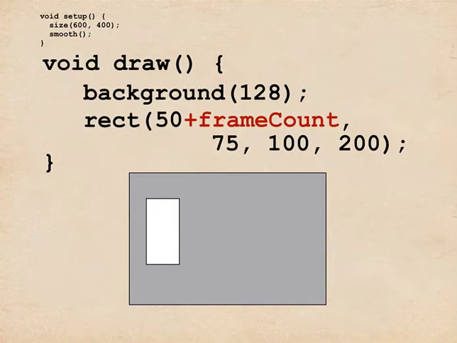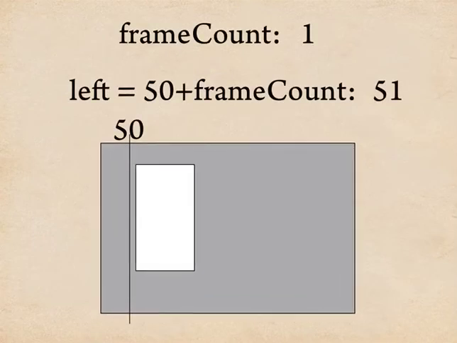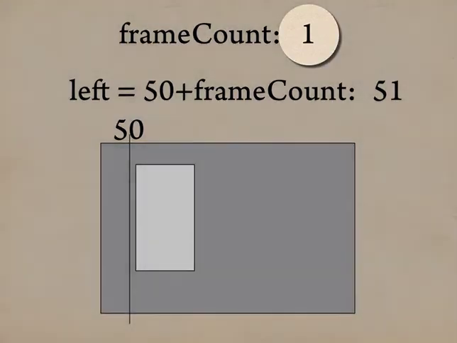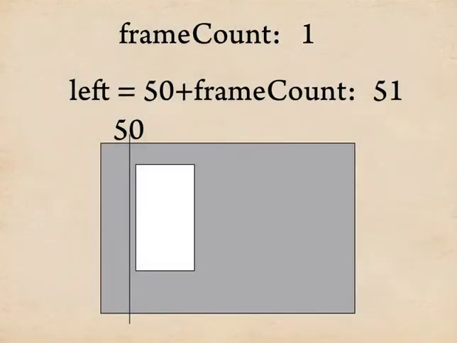So let's see what this draws. On the first frame, frameCount has the value 1. So the left edge of the rectangle is at 50 plus frameCount, or 51. And you can see in the picture that in fact the rectangle is just a little bit to the right of 50. I'm exaggerating these distances so that they're easy to see. In reality, a rectangle that is 1 pixel to the right of 50 is going to look pretty close to 50. But as time goes on, it will move to the right.